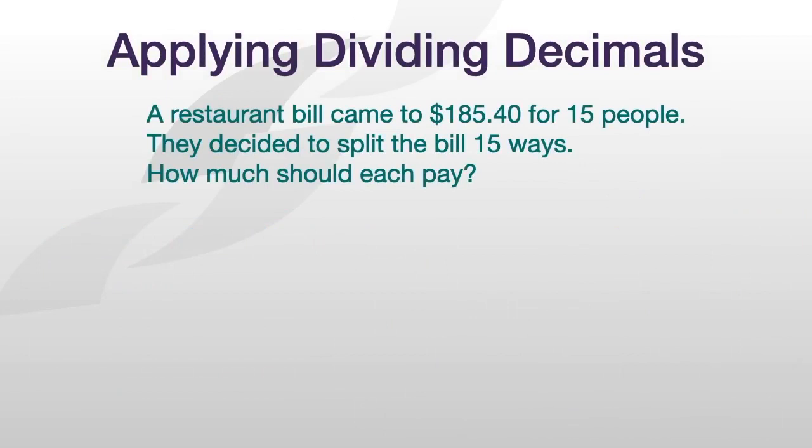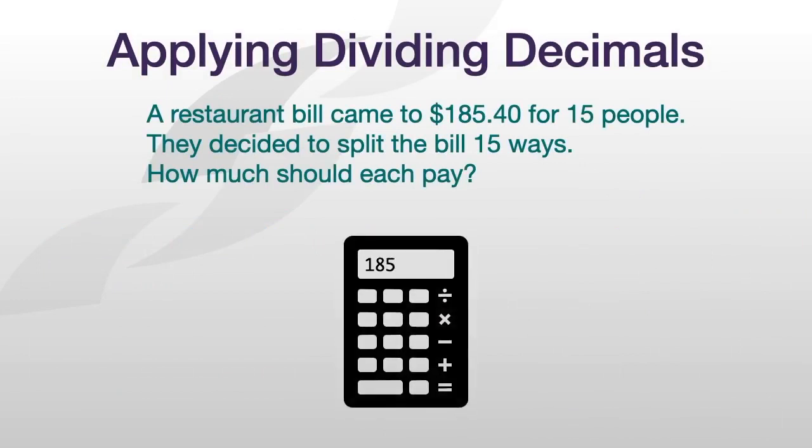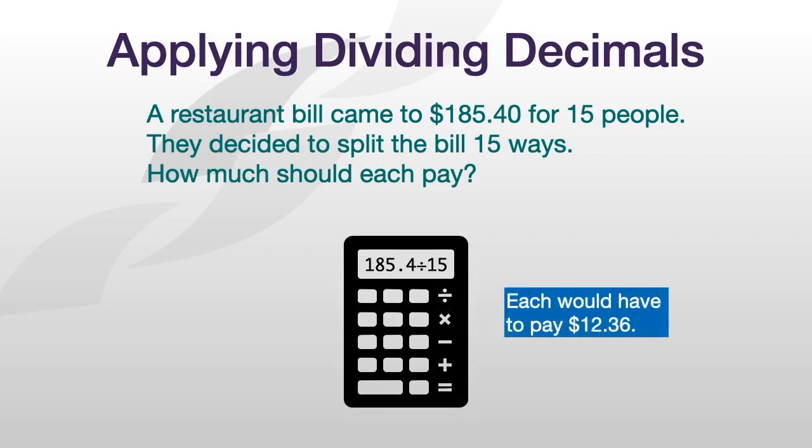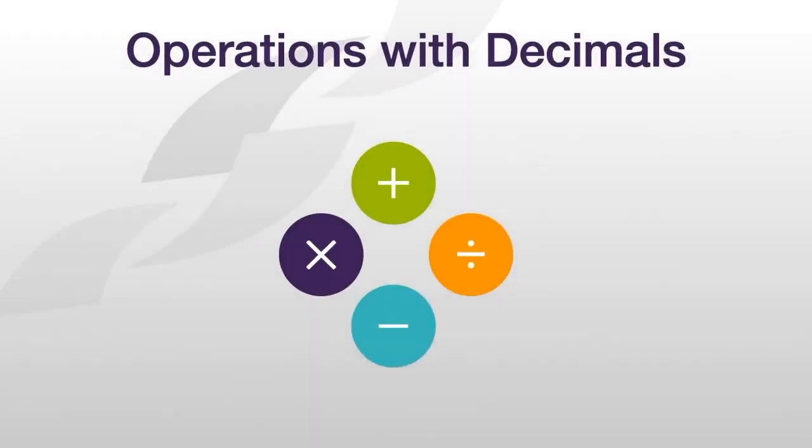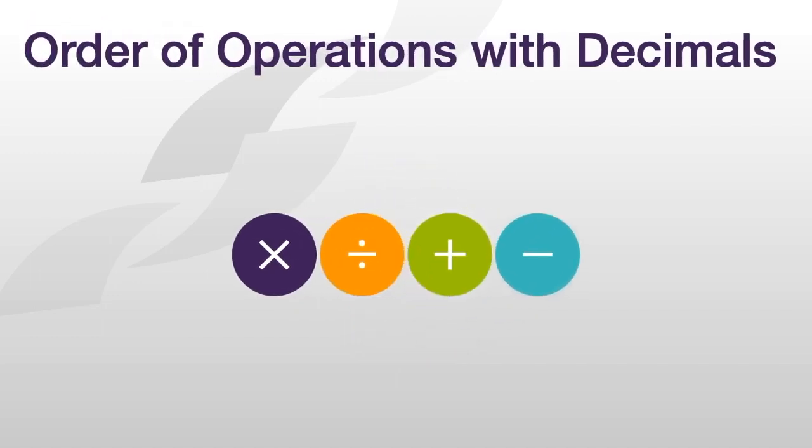If the problem is dividing by a number that has more than 1 digit, then it is expected that a calculator is appropriate to use. In these 2 videos, we have explored both multiplication and division of decimals. Now it's time to bring all the operations together and learn about what order to do them in.